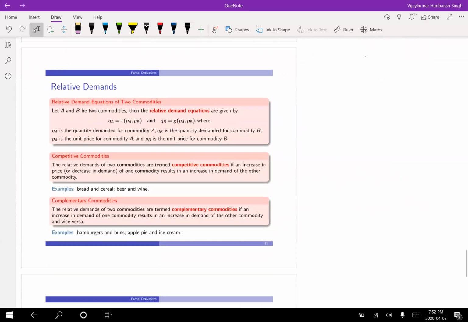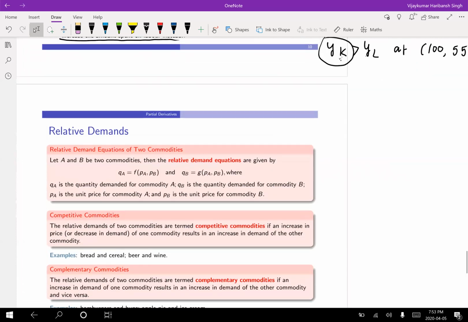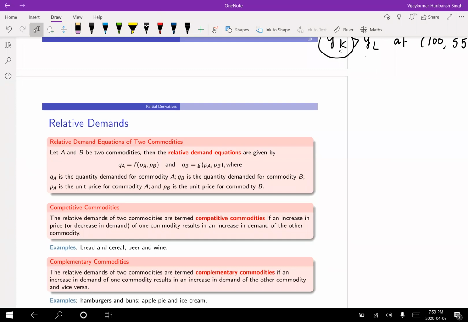Okay, so the next concept is about relative demand. Think about it in the following way. You have commodities A and B, say iPhone and iPhone cover, and they have certain prices, PA and PB. And again, as we were discussing earlier with calculus of one variable, the price will determine the quantity demanded, all right? So these two quantities are closely related to each other.